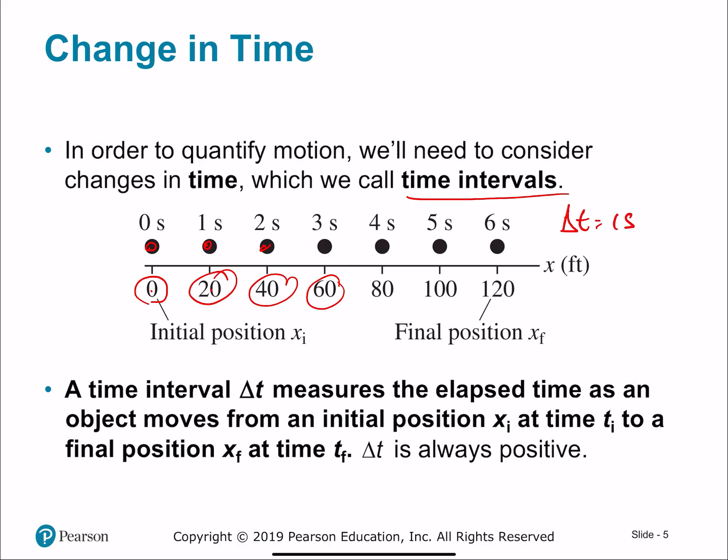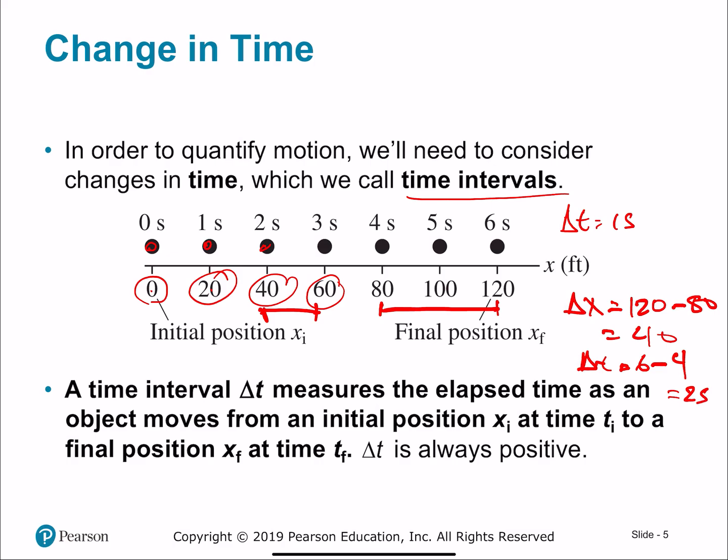So in going from, say, from here to here, if you go, say, from 80 to 120, right? So the displacement delta x is equal to 120 minus 80, which is 40. And delta t, the time interval, is 6 minus 4 seconds, which is equal to 2 seconds.